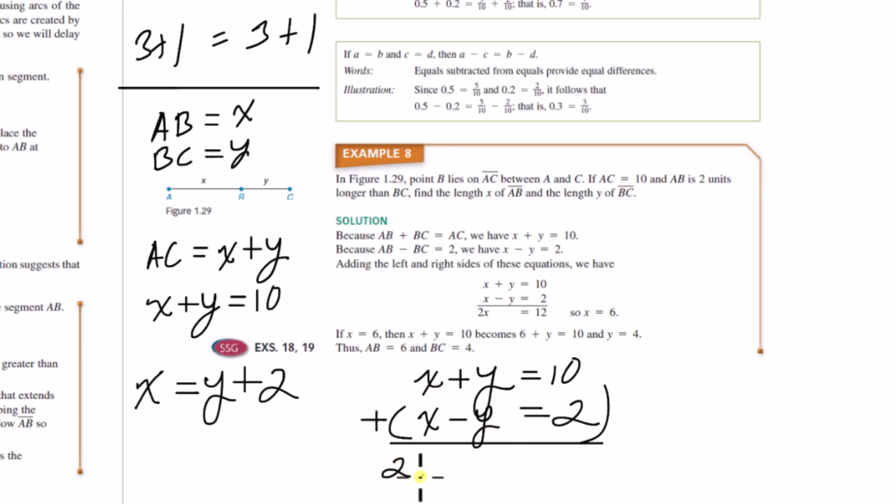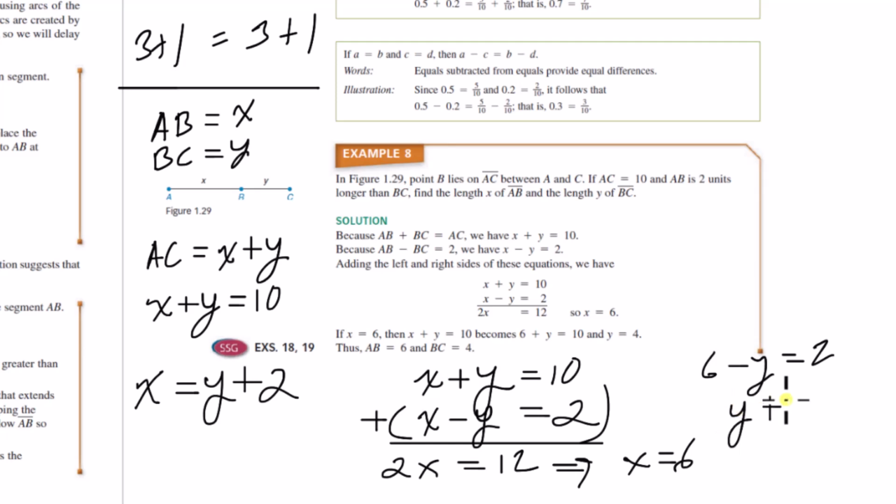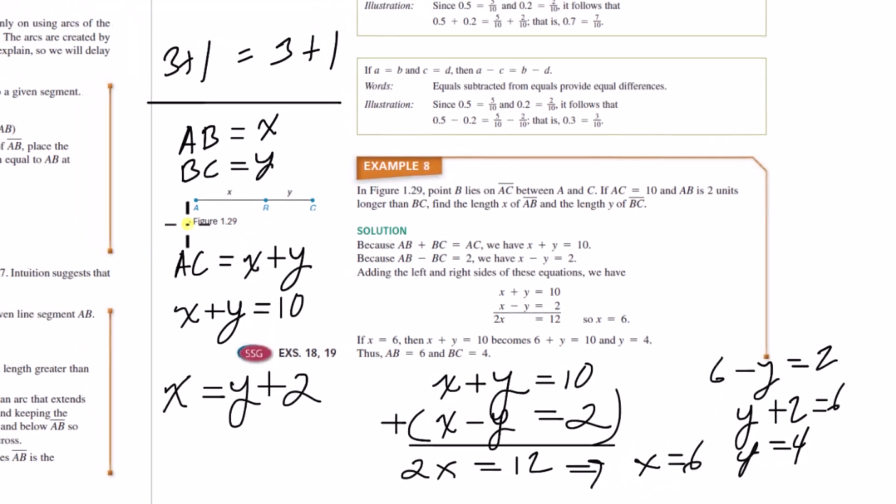So X plus X is 2X, Y minus Y is 0, 10 plus 2 is 12, so X is equal to 6. Now we have 6 minus Y is equal to 2. Y plus 2 is equal to 6. Y is equal to 4. And there you go. There's the length of AB and BC.